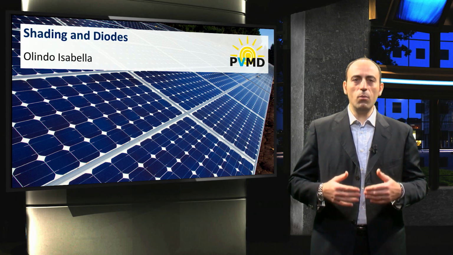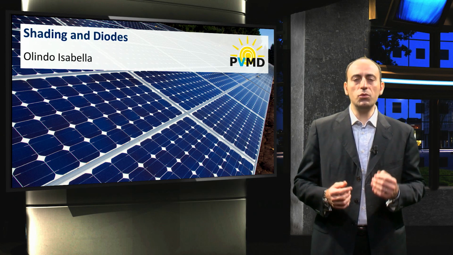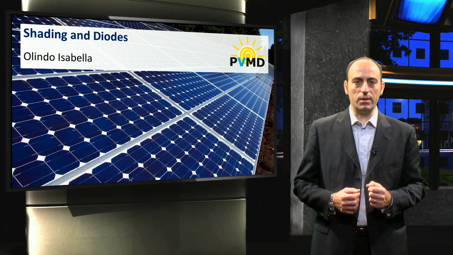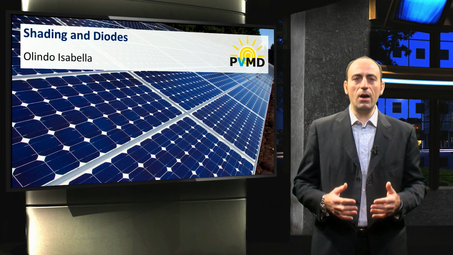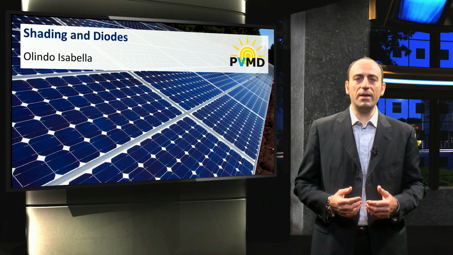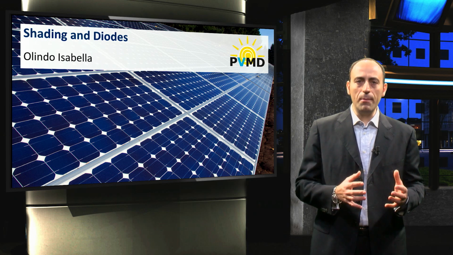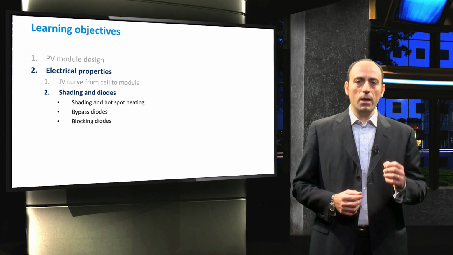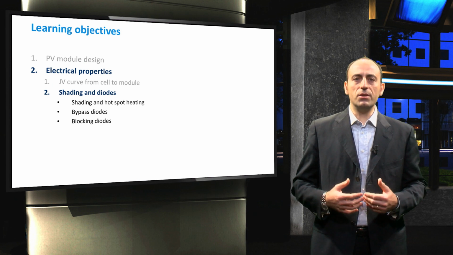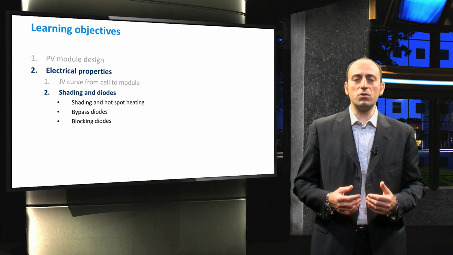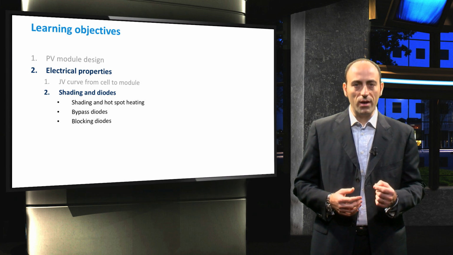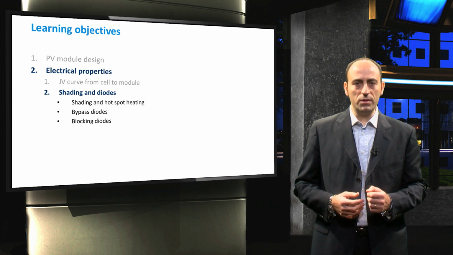In the previous video, we have discussed the behavior of two interconnected mismatched solar cells. Now, we will see how to prevent the power loss caused by the mismatch by using bypass and blocking diodes. In particular, we shall look at the case in which the mismatch is caused by shading, and thus the lifetime of your PV module is threatened by hotspot heating of the cell.